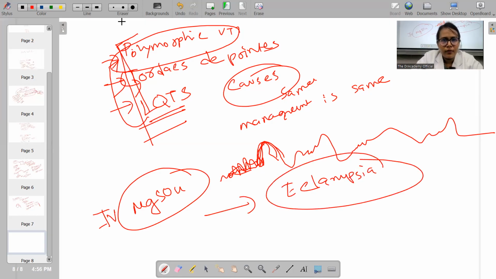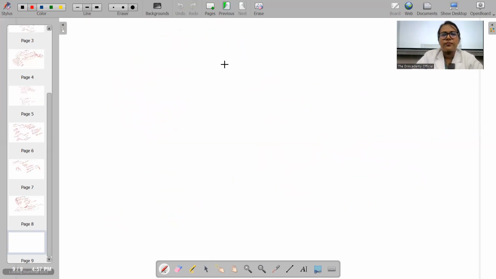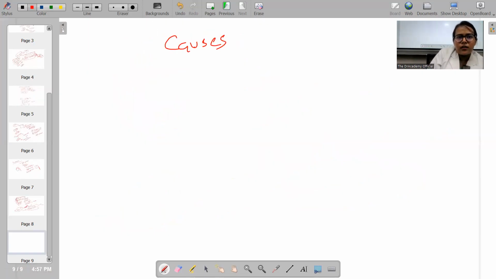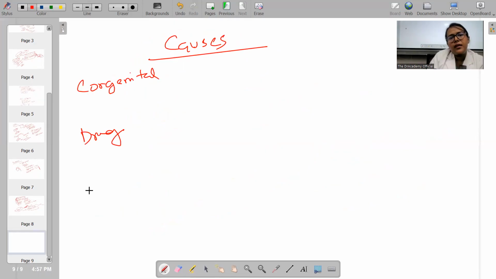Okay, next one, the causes. The causes of these conditions can be congenital, drug causes, or electrical imbalance. The most common are the drug causes and the electrical abnormality, not the congenital. And there are some additional causes I'll discuss.